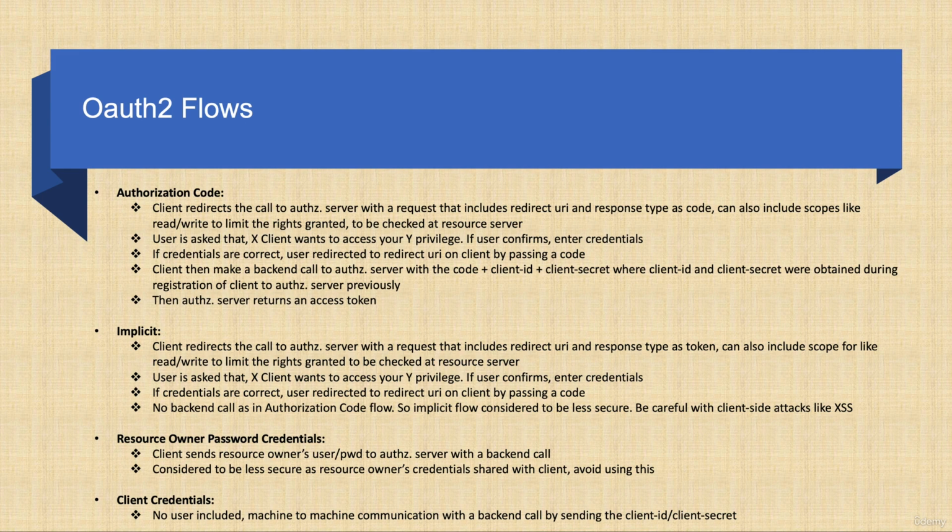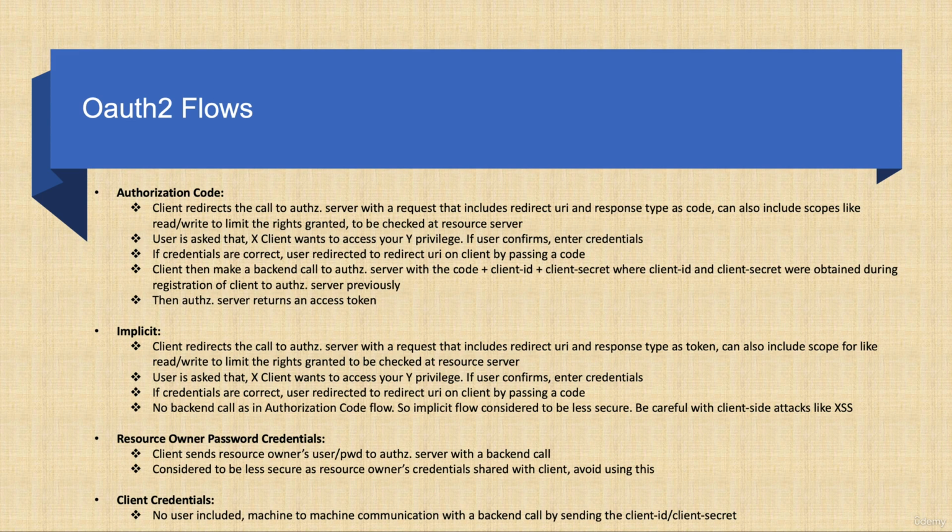Resource owner password credentials. In this flow, client sends resource owner's user and password to authorization server with a backend call. It is also considered to be less secure as resource owner's credentials shared with the client. Avoid using this, as sharing the user credentials with a third-party client is never a good idea. This is simple and good only for demo purposes.